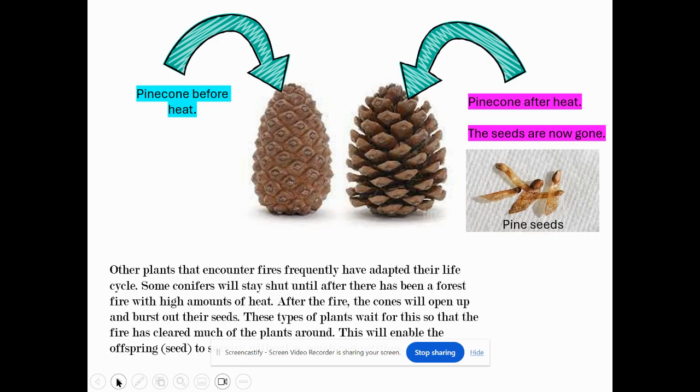Other plants that encounter fires frequently have adapted their life cycles. Some conifers will stay shut until after there has been a forest fire with high amounts of heat. After the fire, the cones will open and burst out their seeds. These types of plants wait for this so that the fire has cleared much of the plants around. This will enable the offspring, the seed, to survive without much competition. So if you look here, here's a pine cone before the heat. Here's a pine cone after the heat. And these are the seeds, the pine seeds that come out of the pine cone.